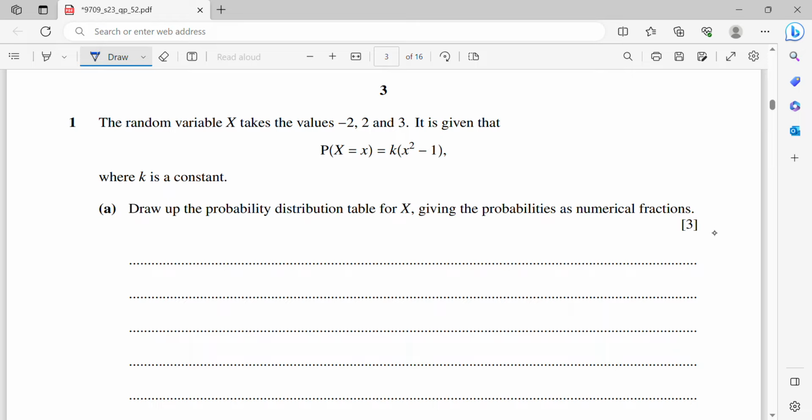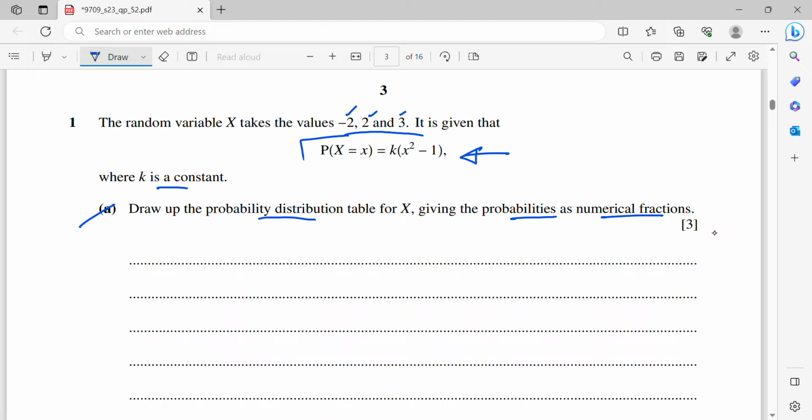Now, question number 1. The random variable X takes the values -2, 2, and 3. It is given that the probability of X equals small x is k times (x squared minus 1), where k is a constant. A. Draw out the probability distribution table for X, giving the probabilities as numerical fractions. Okay, so from here we know that X will be these three values.